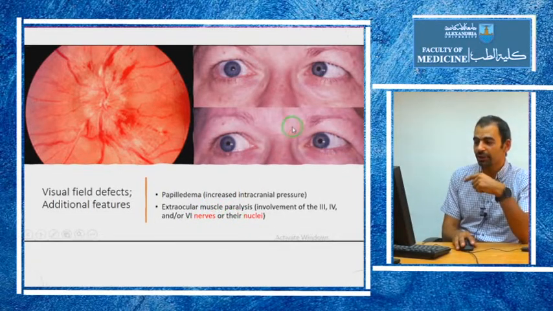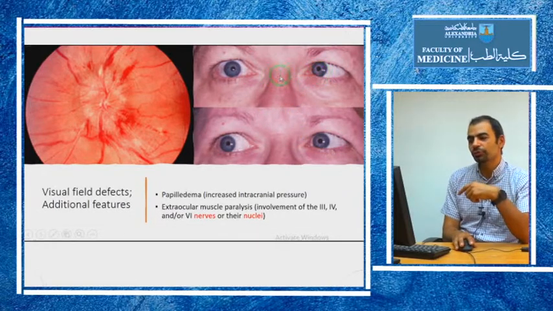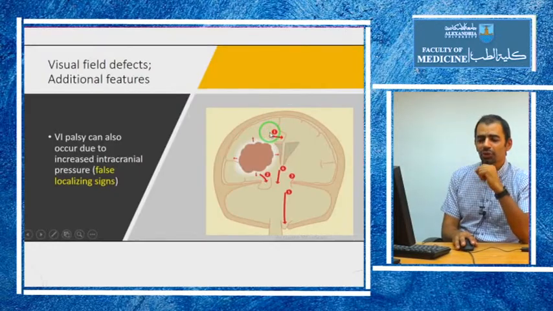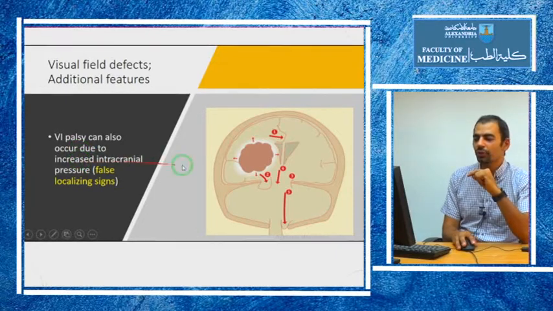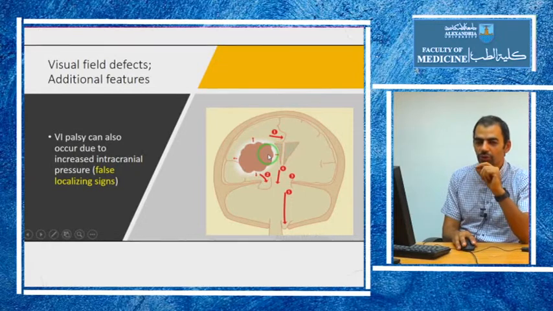So this patient, for example, is having an esotropia. The left eye cannot move to the left side, and this is due to an abducens palsy here. Okay? We should note that sometimes the abducens palsy can occur due to the increased intracranial pressure and not due to the mass effect. This is called a false localizing sign.